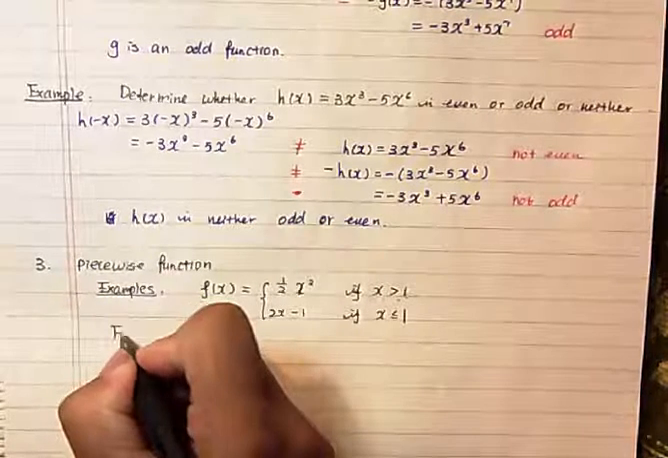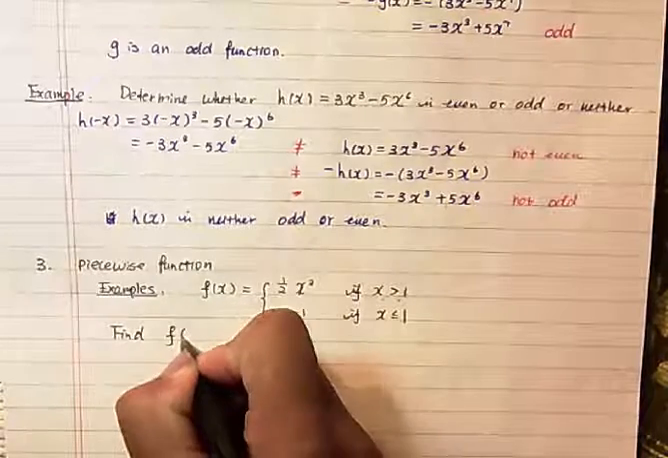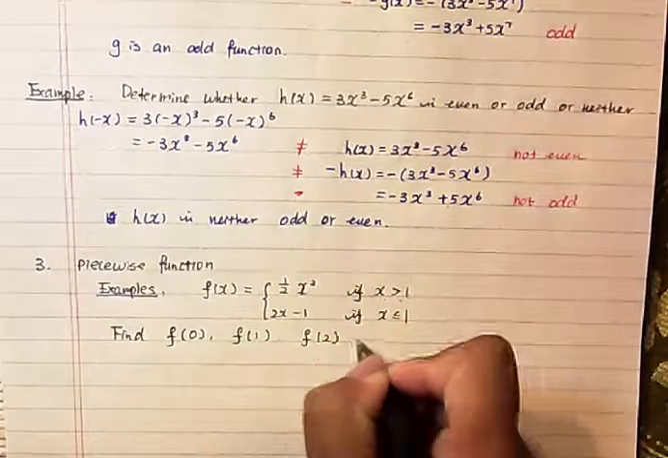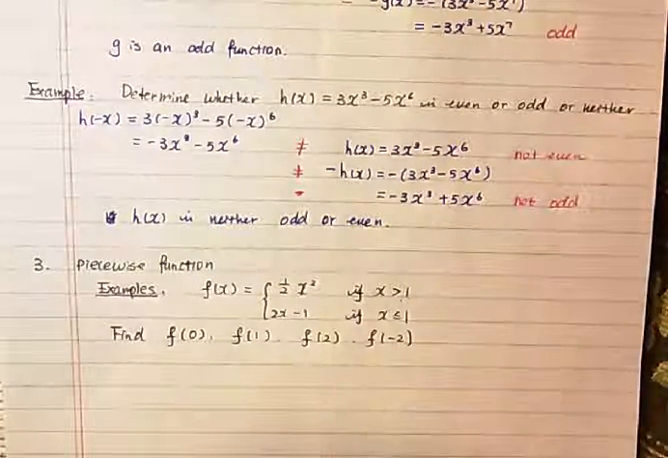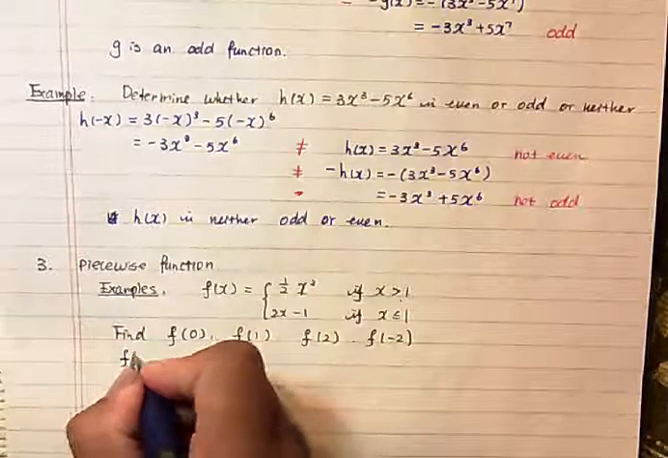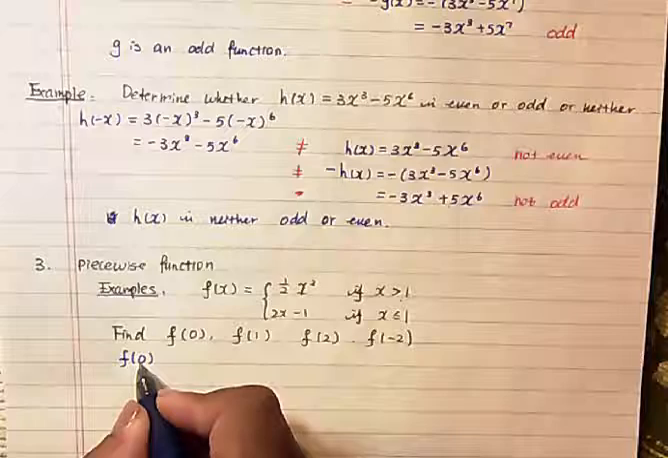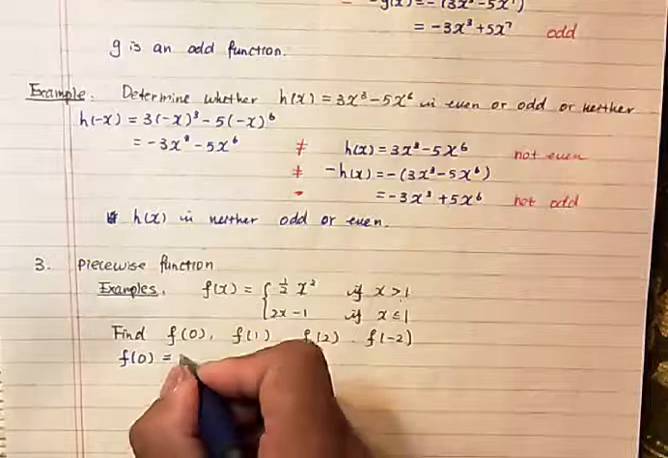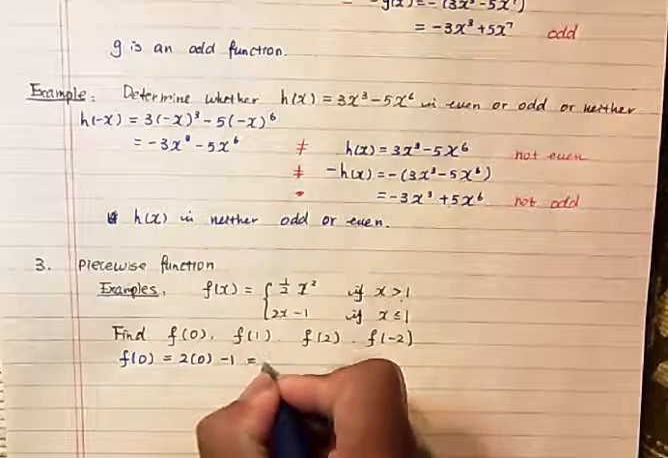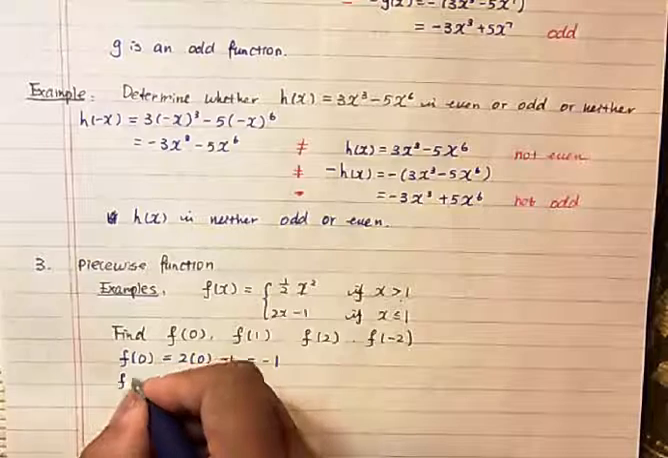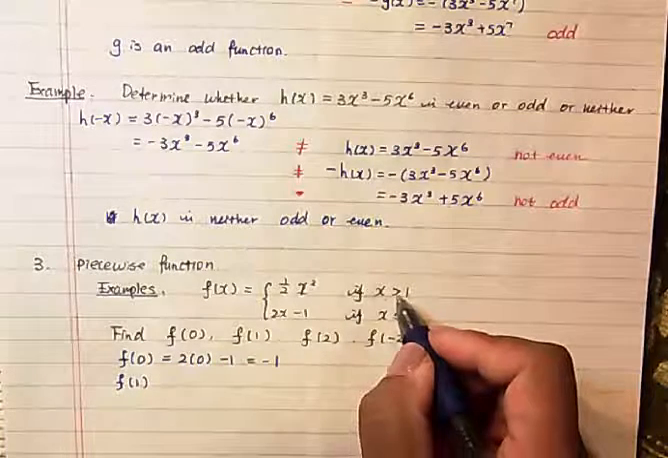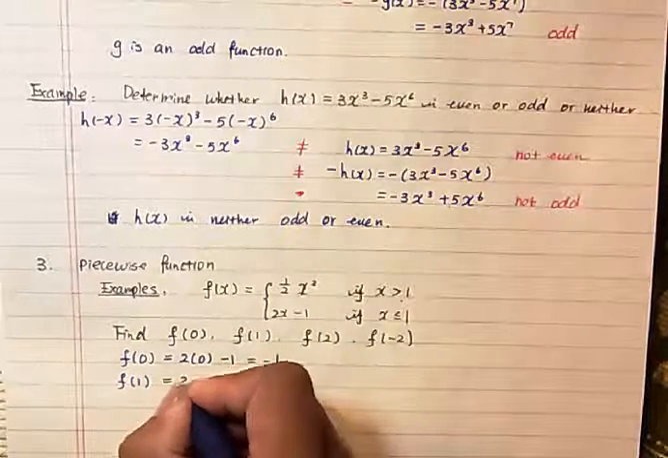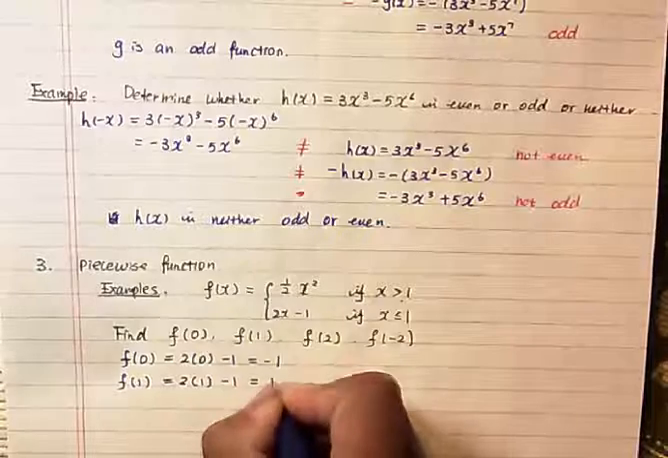We are going to find several values: f of 0, f of 1, f of 2, f of negative 2. f of 0: since 0 is less than 1, we use the second piece, defined as 2 times input minus 1. Therefore, it's negative 1. How about f of 1? 1 is not greater than 1, but 1 is less than or equal to 1, so I still use the second piece, 2 times input minus 1. That gives me 1.